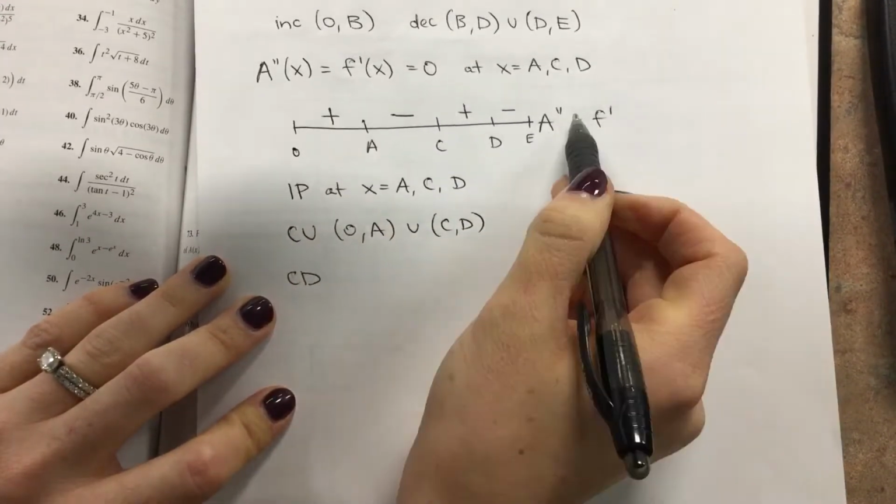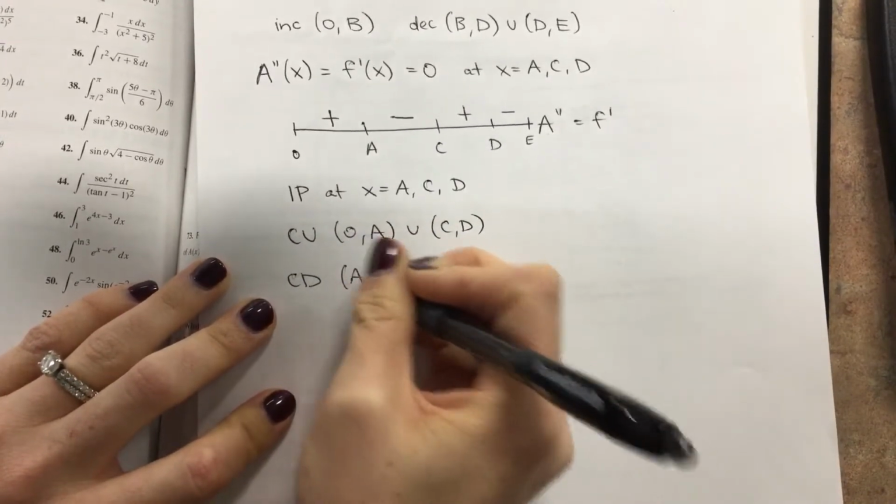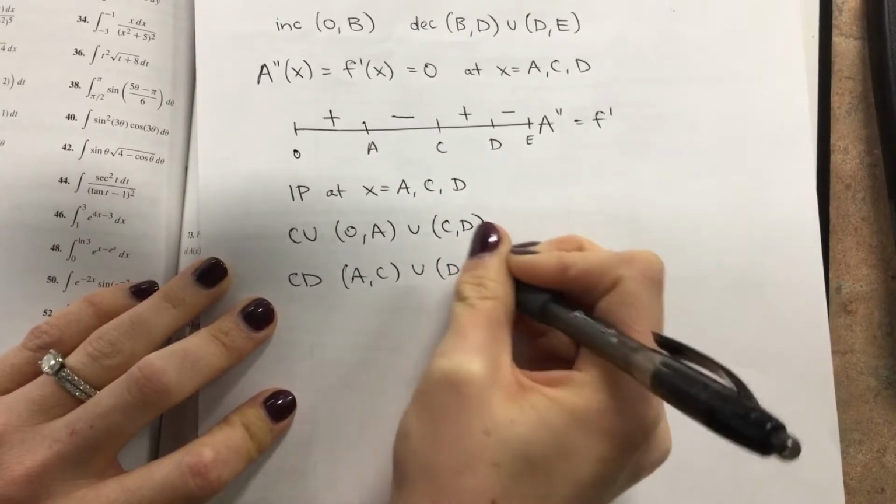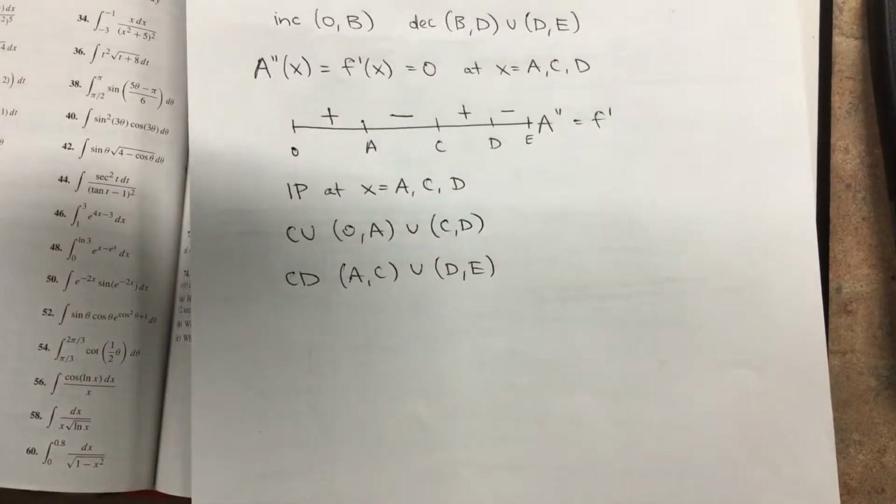Concave down would be anywhere the second derivative is negative. So first interval would be from a to c, and then second interval would be from d to e. Last part of the question asked about an absolute max. So for an absolute max, you check the endpoints and the critical points.